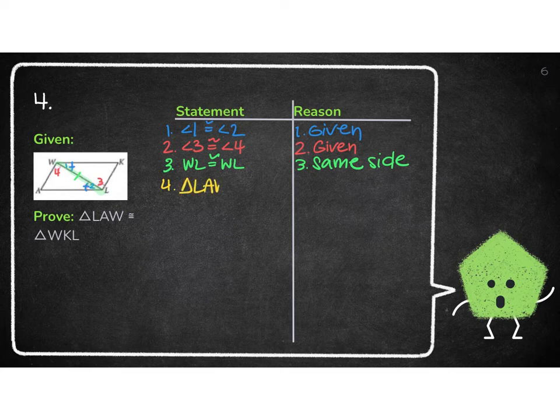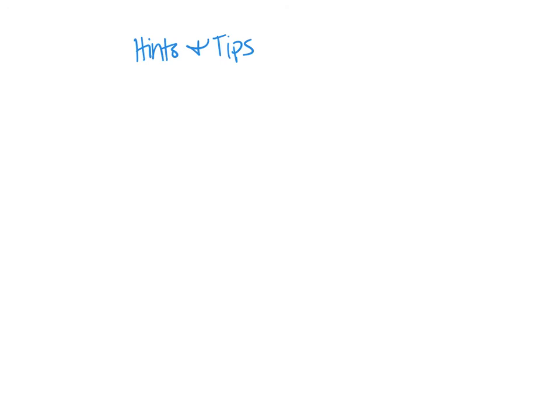Triangle LAW is congruent to triangle. L over here matches up with W in the other triangle. A matches up with K, and then W matches up with L. I'm double checking. I look and I see that that is the order that I was asked to prove. And I look to see what shortcut did I use. I had an angle, I had the side, and then I had the angle. So angle, side, angle. All right, I'm going to take a moment to give you some hints and some tips.